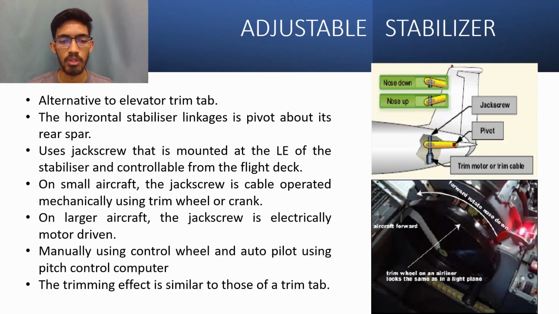It can be controlled manually and automatically. Manually, using the control wheel by the pilot, where it is usually adjusted before takeoff, depending on the aircraft loading. And automatically, using the autopilot pitch control computer when it gets the input from the phase of flight. The trimming effect is similar to that of the trim tab.